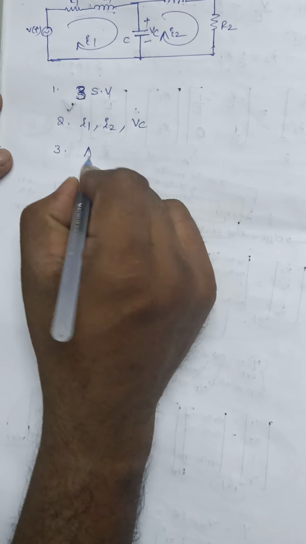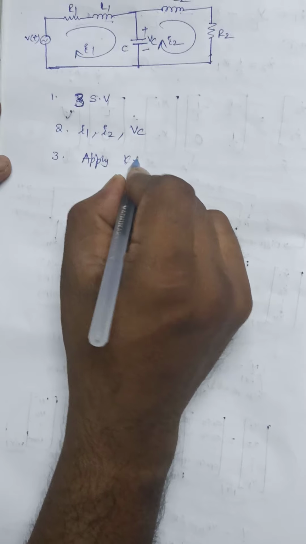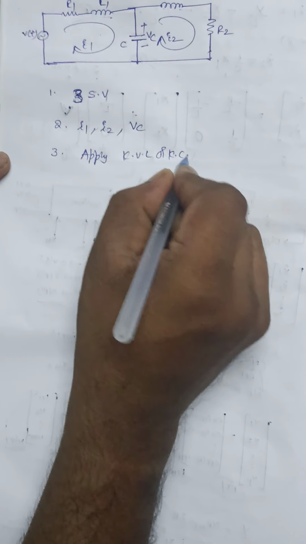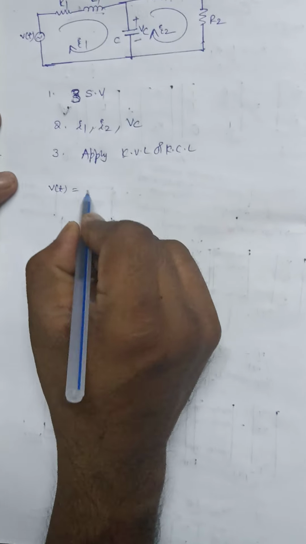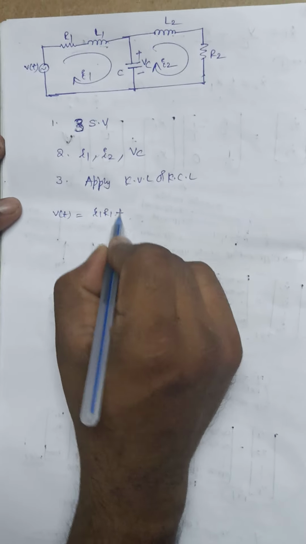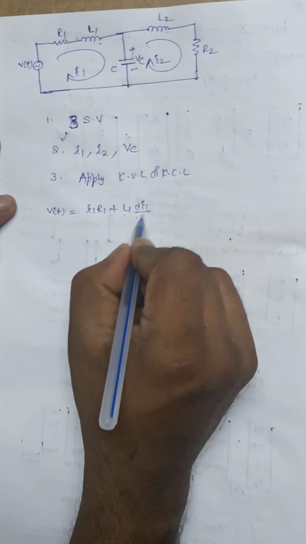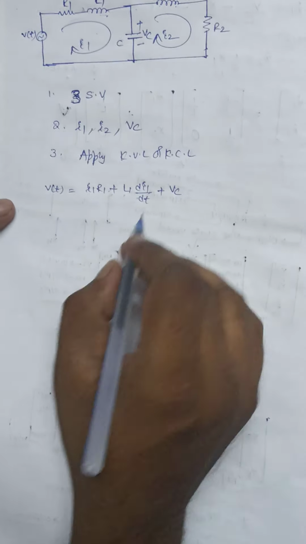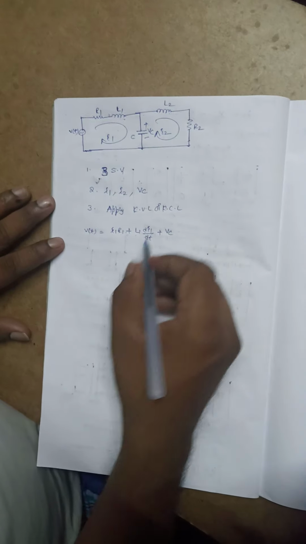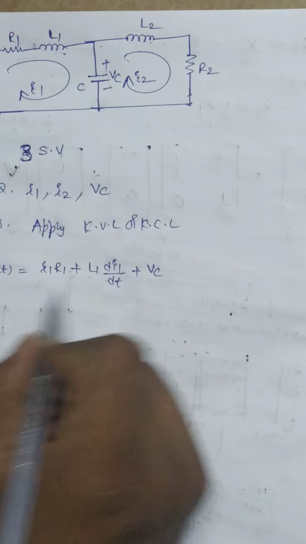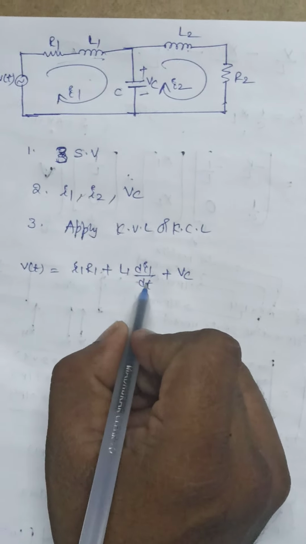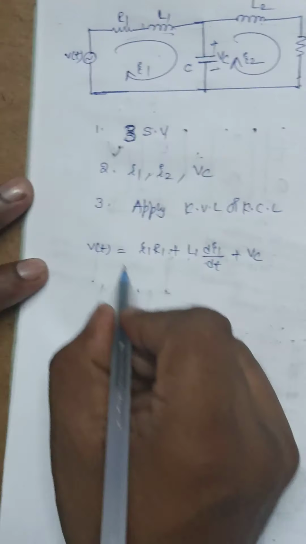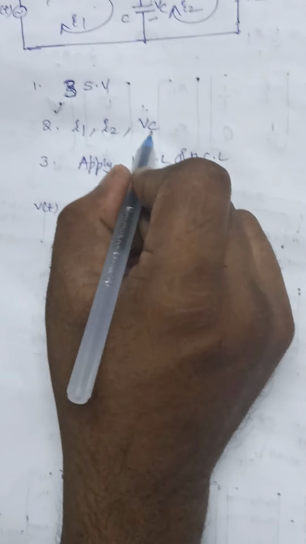Next thing here is to apply KVL or KCL according to the circuit here. If I apply the KVL here, V of t is equal to I1 into R1 plus L1 into dI1 by dt plus Vc. You write only Vc here. Next, this is one equation. So from this equation I need to find the I1 dot, I2 dot, Vc dot equations here. For that purpose only I am writing this KVL.